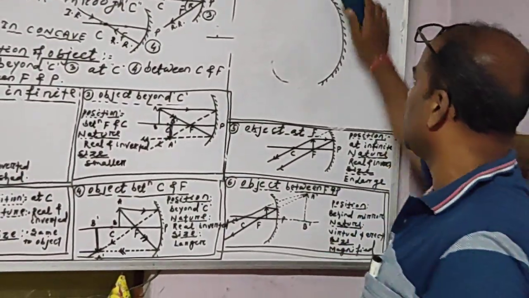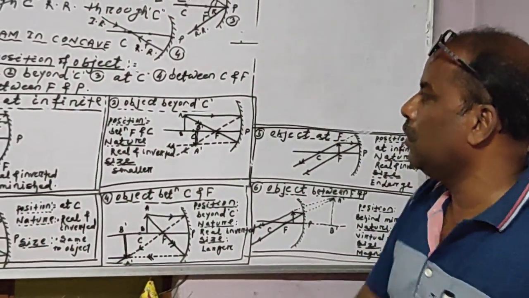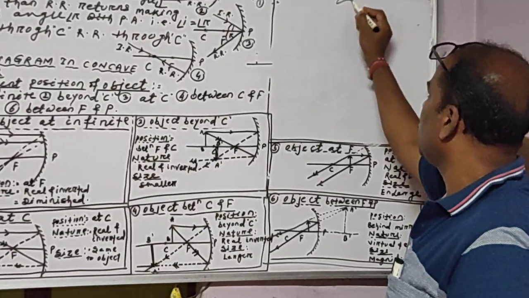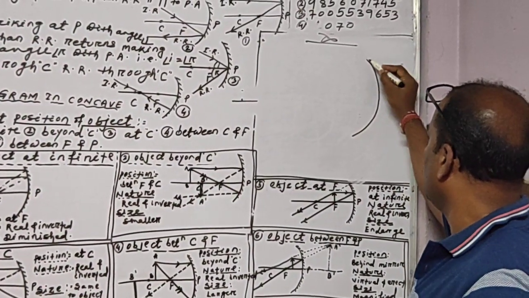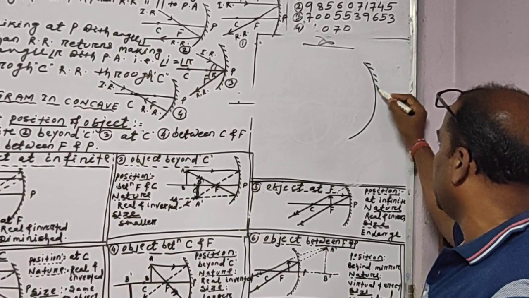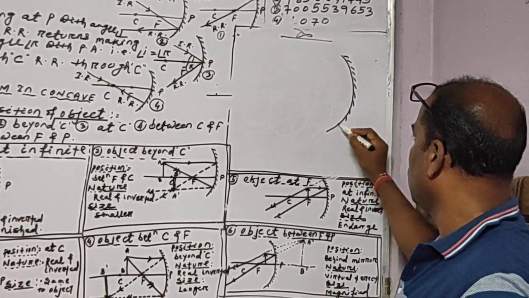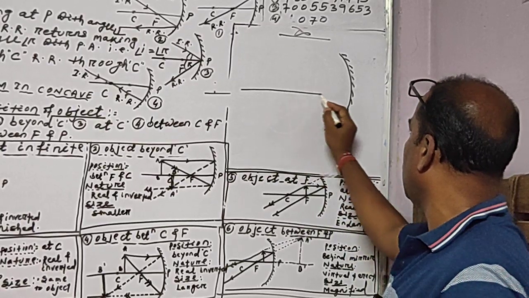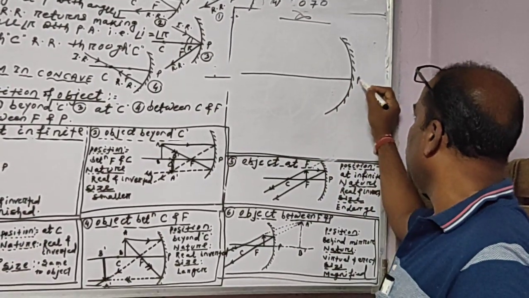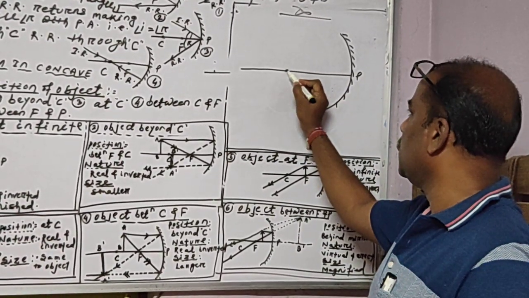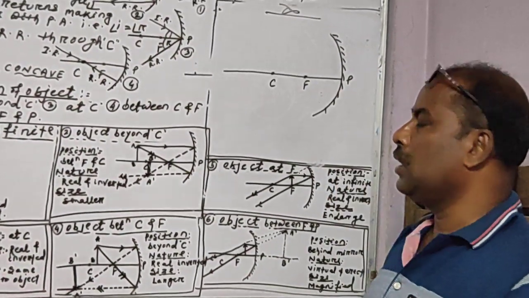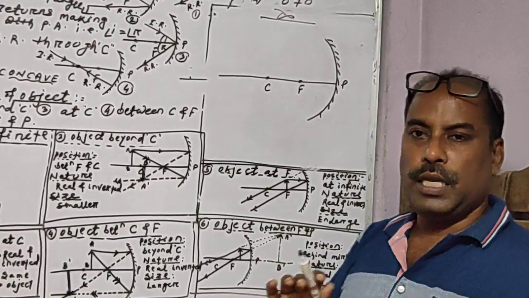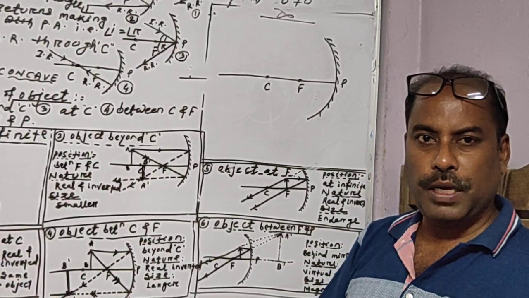So let us come to the first case: the object is at infinity. In the case of infinity, what do we do? We have to draw the mirror surface, and I am drawing here, shading the behind part. Now with scale and pencil we have to draw a straight line at P. Suppose this will be C, and we take the midpoint as F. Now these three points, P, F and C, we have to mark on the principal axis.